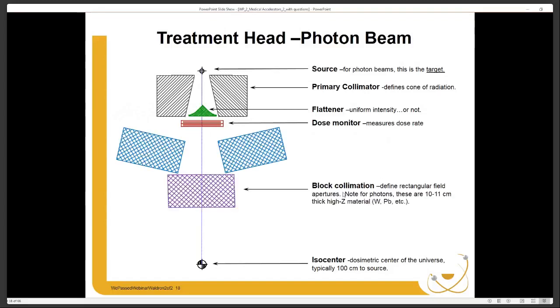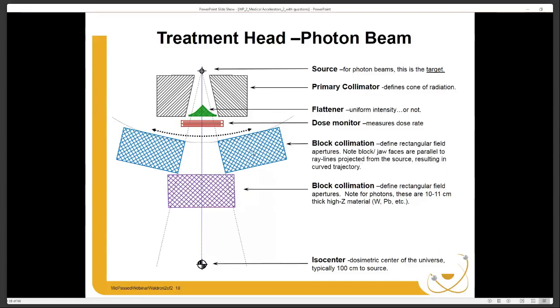The next thing we're going to have is block collimation. Current machines have different combinations of block and multi-leaf collimation. I'm showing a rather old school presentation here, but they're still out there. We have four blocks. Each pair of blocks defines two sides of a rectangle, and the blocks can be moved in order to make rectangular fields. These must also be a large number of half value thicknesses. And so, of course, we're going to use high density materials, tungsten, steel loaded with lead, et cetera. And we're usually talking ranges of 10 to 14 centimeters in thickness.